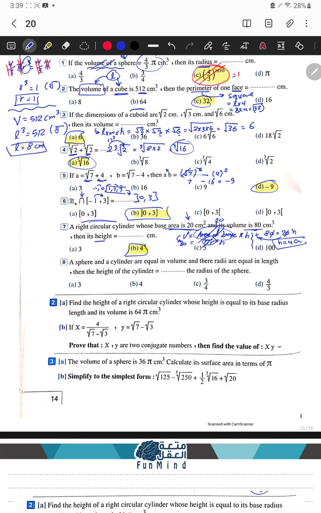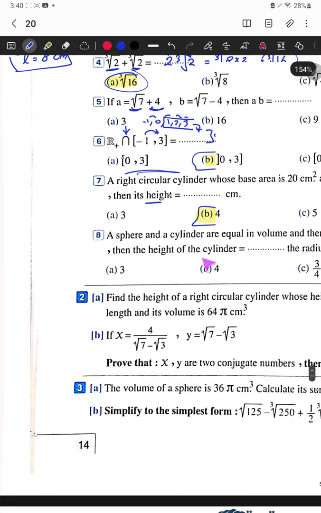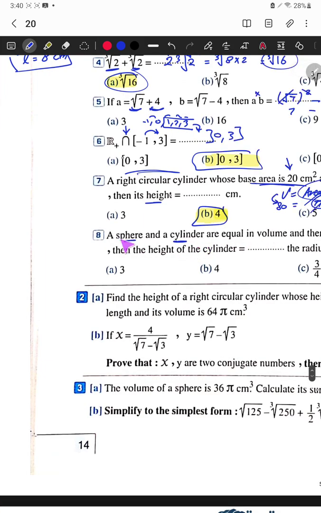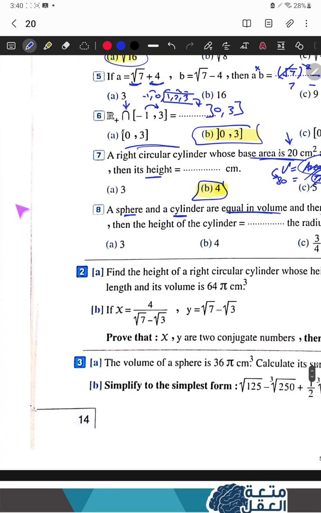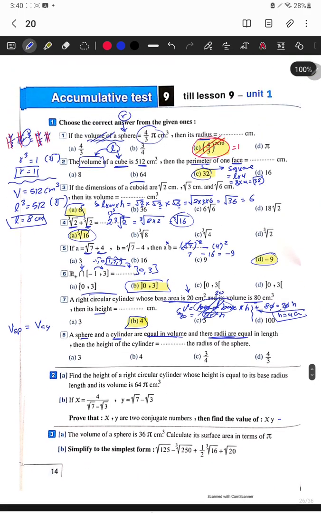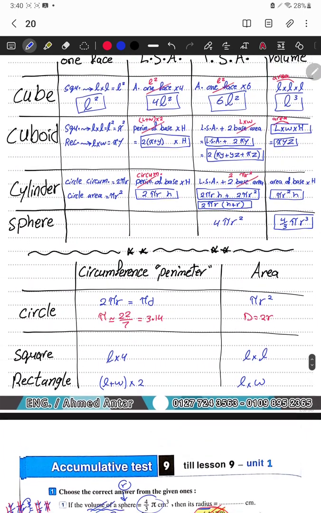A sphere and a cylinder are equal in volume, and their radii are equal in length, then the height of the cylinder equals what? The radius of the sphere. So we have a cylinder and we have a sphere and we have equal volume. We have equal radii. So now if we want to get the volume of the sphere and the volume of the cylinder, then they are equal. The volume of the sphere, we want to go to the rules. This is the sphere.